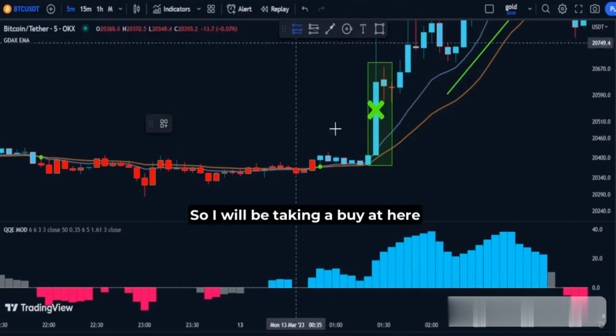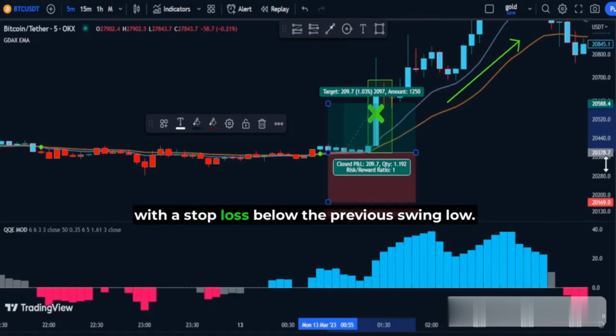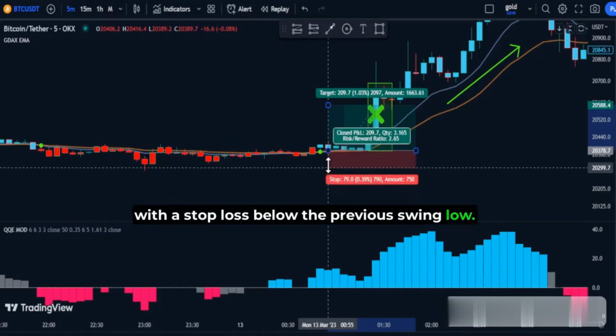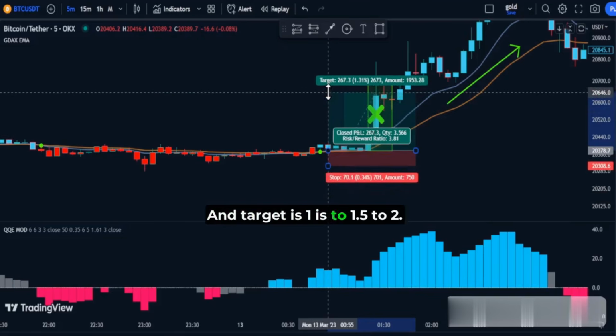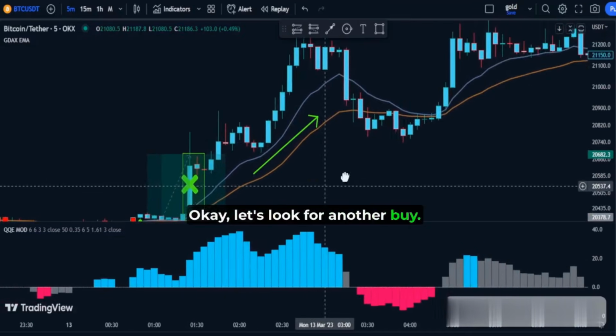So I will be taking a buy here with a stop loss below the previous swing low, and the target is 1:1.5 to 2. Okay, let's look for another buy.